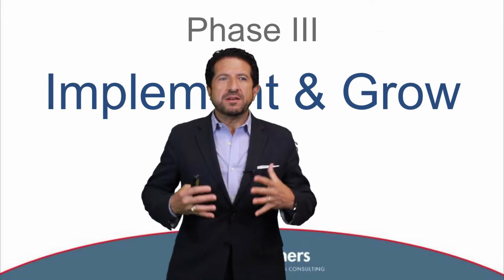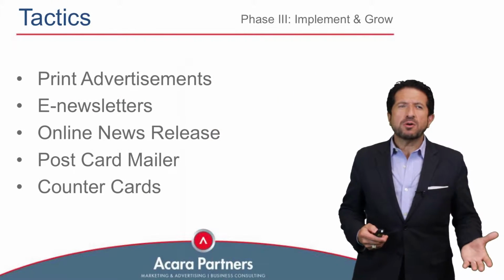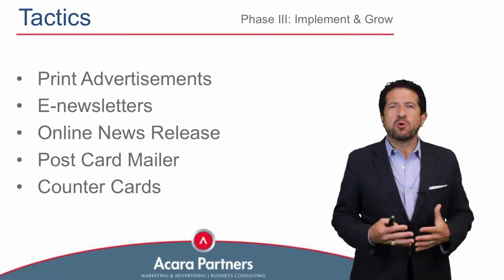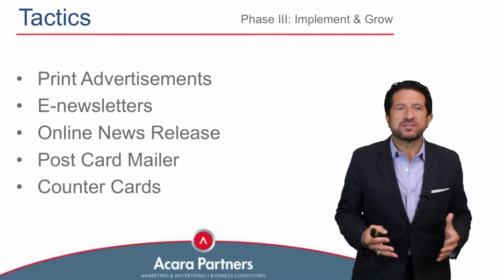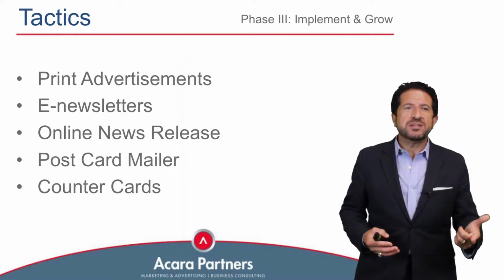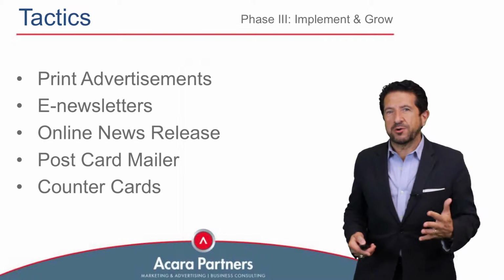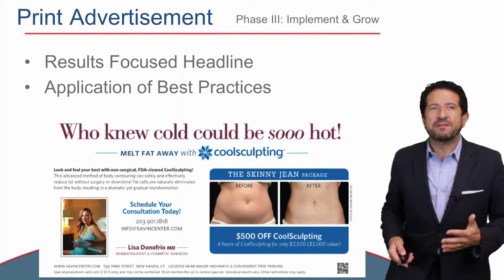So we're going to jump in and discuss the tactics that need to be implemented specifically with the marketing plan. There is a short list and then there's a long list, and I'm going to talk more about the short list of these tactics: print advertisements, e-newsletters, online news releases, postcard mailers, and counter cards. All right, so print advertisement.